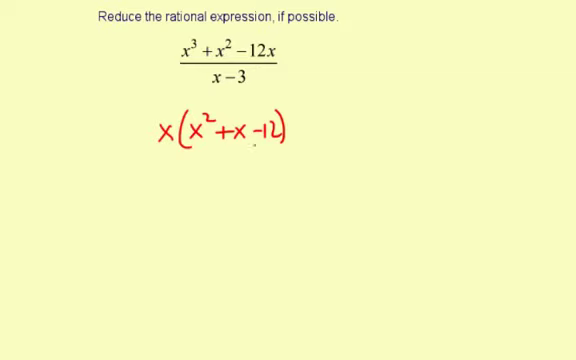Now we need to take a look at this negative 12 and see if there are multiples of negative 12 that add to make positive x. Remember, because this x is positive, the greater number here has to be positive. So I'm thinking 4 and then negative 3.